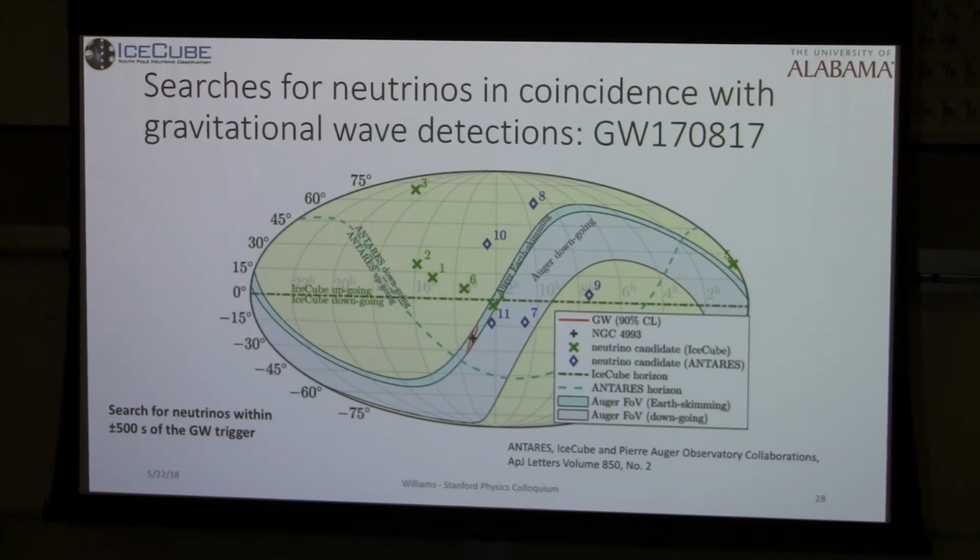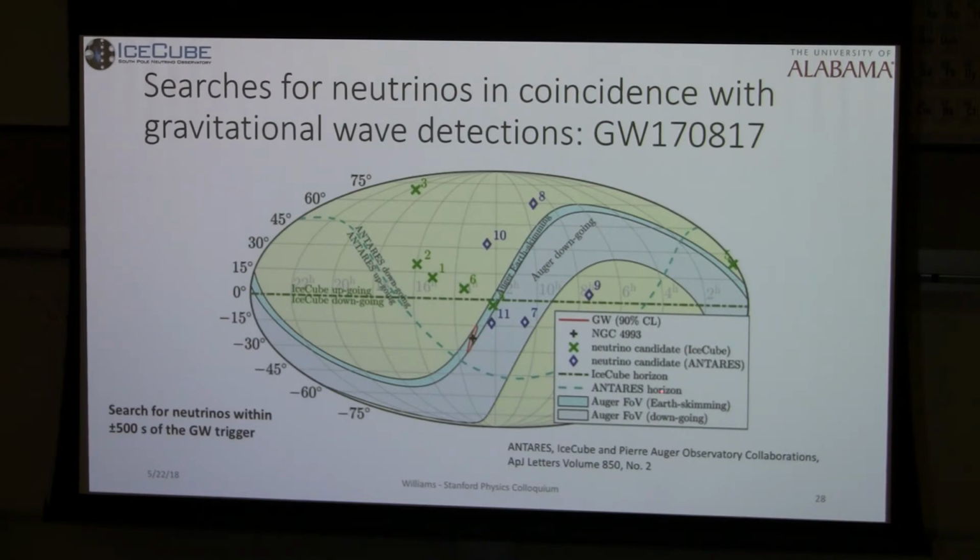Unfortunately, this event was in the downgoing region. So it was the southern hemisphere sky for IceCube, and it was in the downgoing region of ANTARES, which is marked by everything above this dash line here, which means our background is worse there. So it would be nice to get a northern hemisphere source. Also one with the axis and jet maybe pointed more towards the Earth.